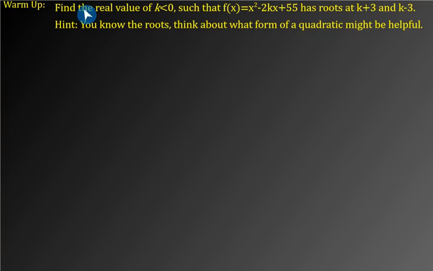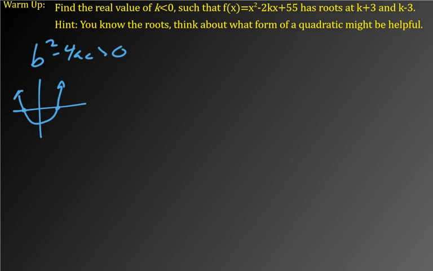So this one says, I want to find the real value of K that's less than 0 such that this thing has roots at K plus 3 and K minus 3. If you know it has real roots at K plus 3 and K minus 3, you could use the discriminant because you know it's going to be greater than or equal to 0. So you would know that b squared minus 4ac should be greater than 0. You're going to have two distinct real roots. But honestly, you don't really need it because it says you know the roots.